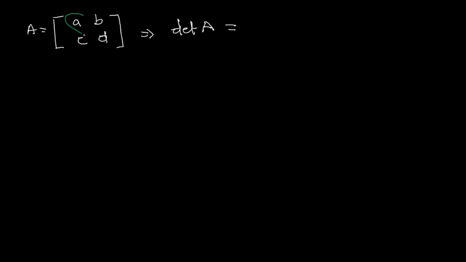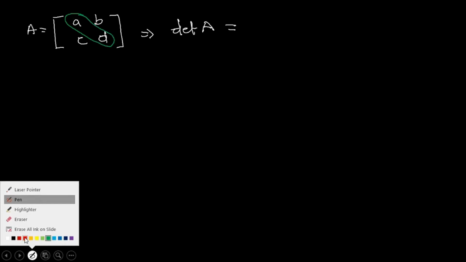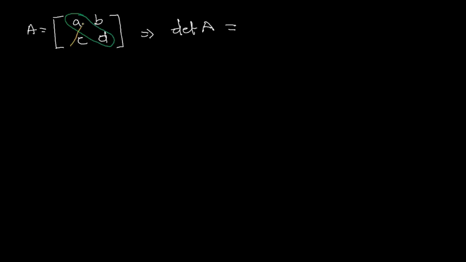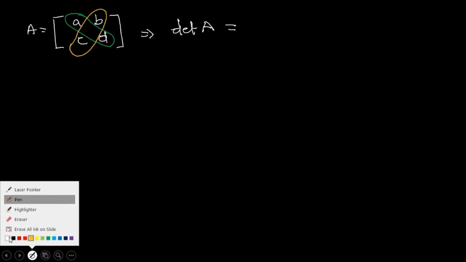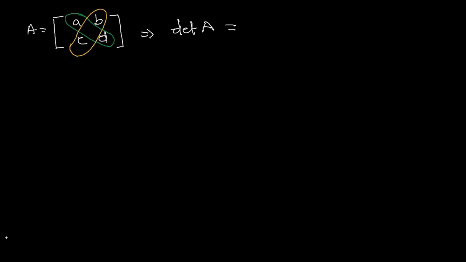We multiply these two values, and then we subtract the multiplication of these two values from it. So what I mean by that is, first of all, to find the determinant of A, we multiply A and D. So it's going to be A multiplied by D. Then we subtract the multiplication of the second diagonal, which is C and B. So it's going to be CB. So this becomes the determinant of A, that is, of a 2x2 matrix.